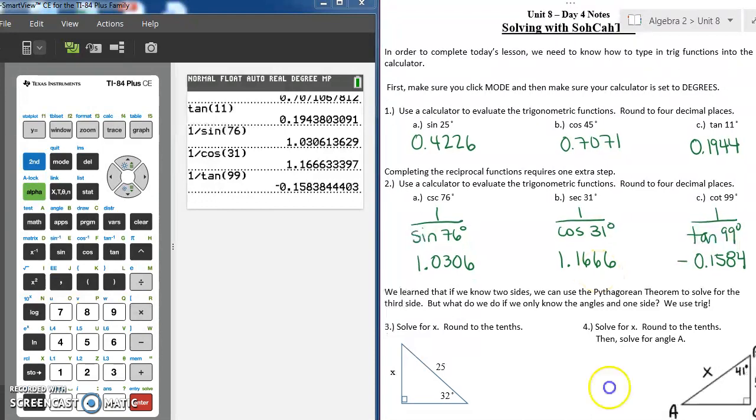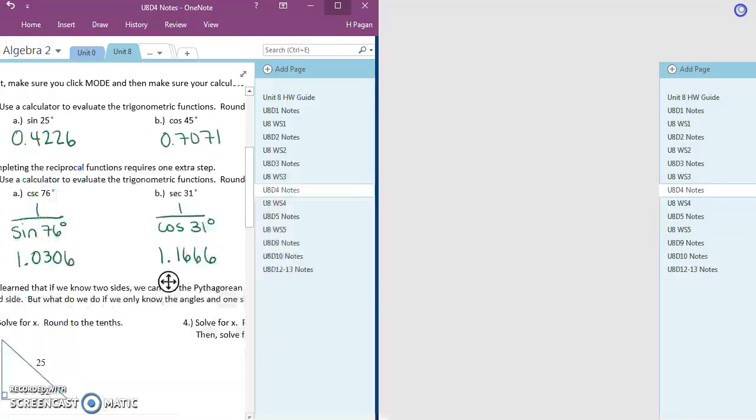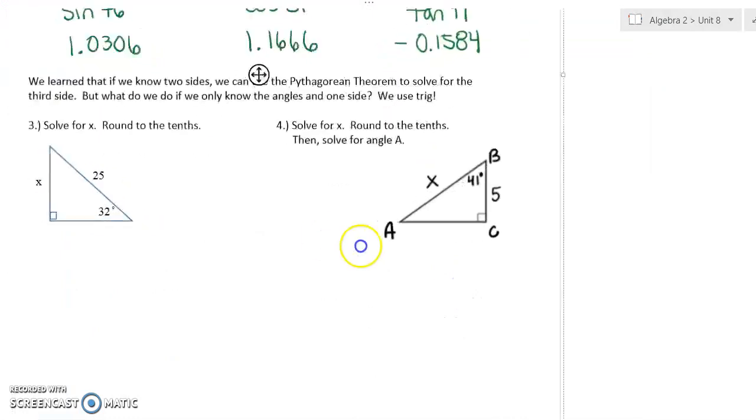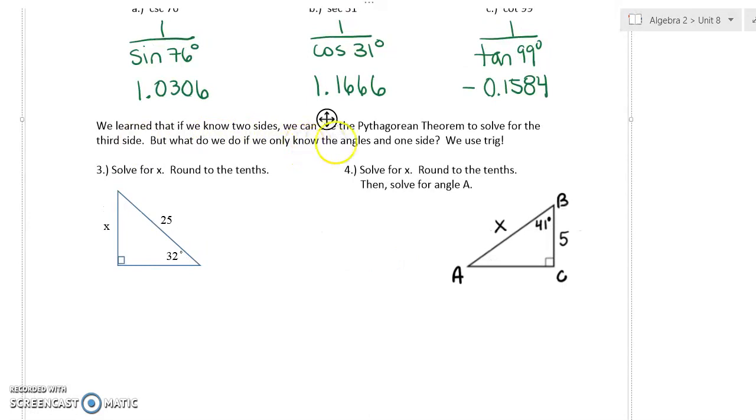So let's continue. I'm going to put my calculator away for a minute, and I'm just going to do full screen. My calculator's still out, but have yours out as well. Now it says, we learned that if we know 2 sides, we can use Pythagorean's theorem to solve for the third side. And we also talked about angles and how if we have 2 angles, we can find the third angle because we know they add up to 180. But the problem is if we have one angle and one side, what do we do? And the only option we have is to use trig to figure it out.